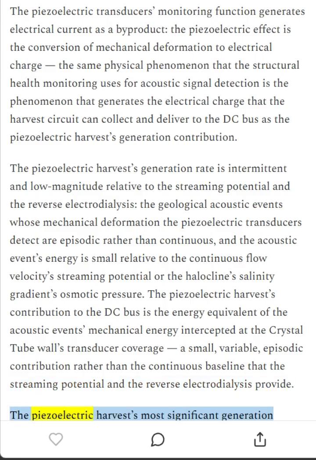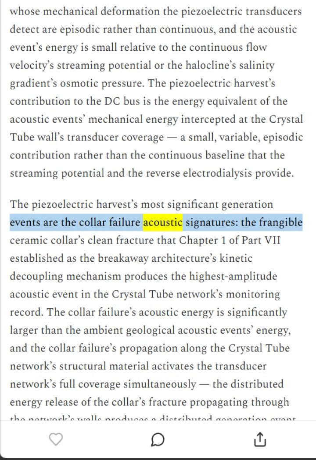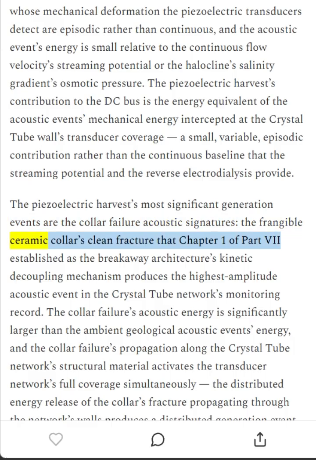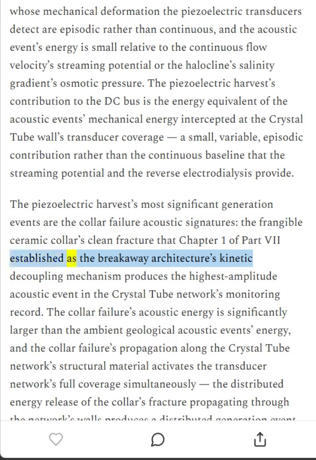The piezoelectric harvest's most significant generation events are the collar failure acoustic signatures, the frangible ceramic collar's clean fracture that Chapter 1 of Part 7 established as the breakaway architecture's kinetic decoupling mechanism produces the highest amplitude acoustic event in the crystal tube network's monitoring record.